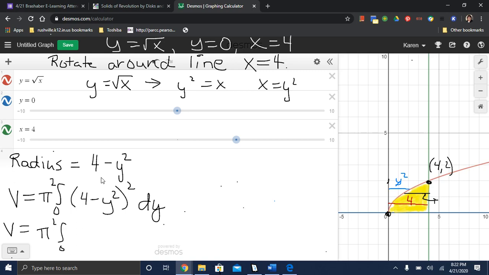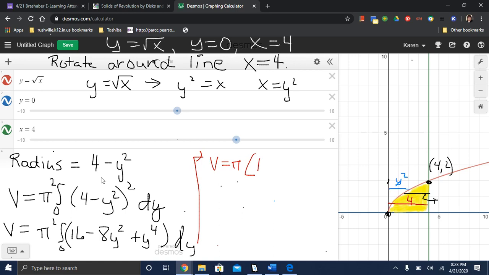We'll have to multiply out. So that would be 16 minus 8y squared plus y to the 4th dy. And next we'll do the power rule. And so we get pi times, and that would be 16y minus 8y to the 3rd over 3, and then plus y to the 5th over 5. We're going to evaluate that from 0 to 2.